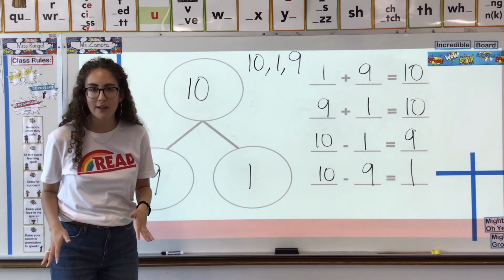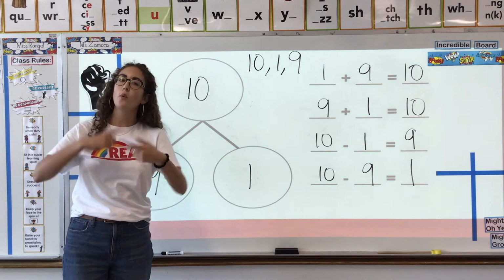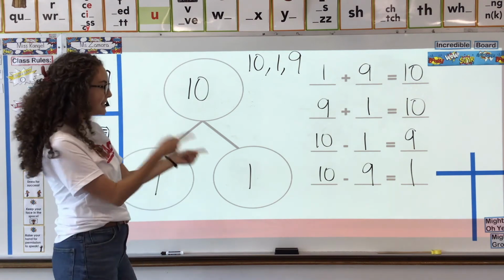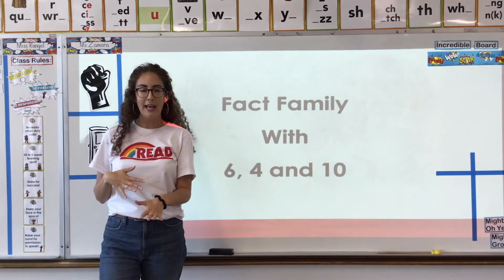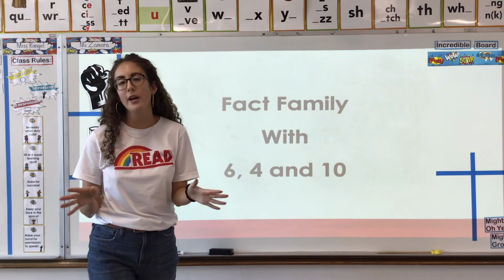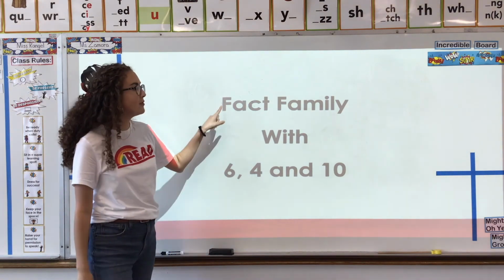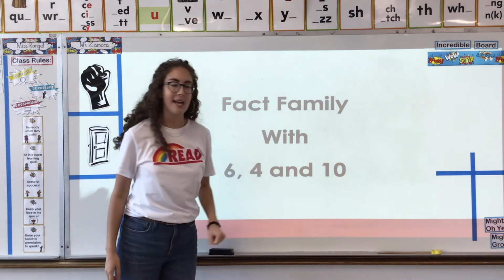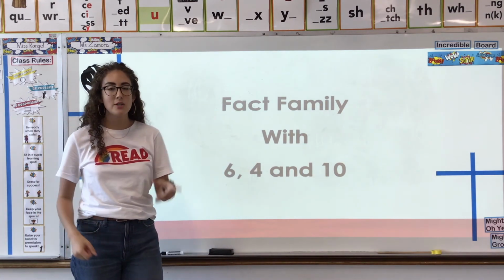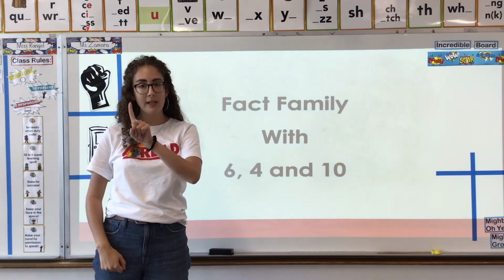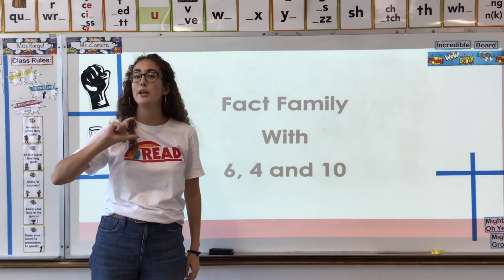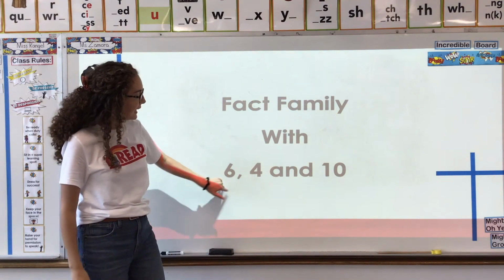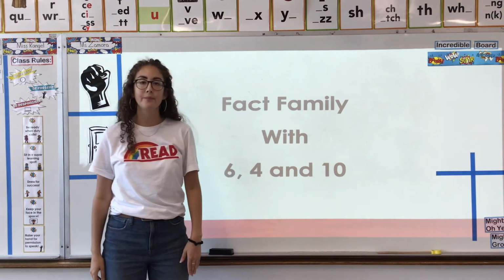Great job, Super Scholars. We're going to reset the board one more time so I can tell you what you're going to do on your own. Okay, reset. Okay, here we go. Your job that you are going to do on your own is create a fact family with the numbers 6, 4, and 10. Your task is to first create a fact family with 2 addition sentences and 2 subtraction sentences that show the relationship between 6, 4, and 10.